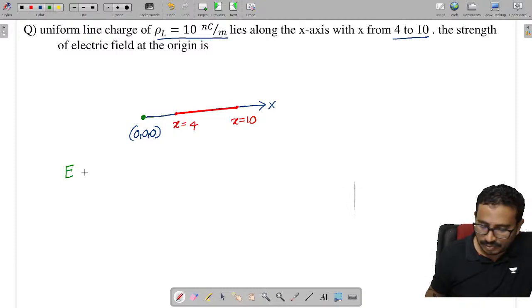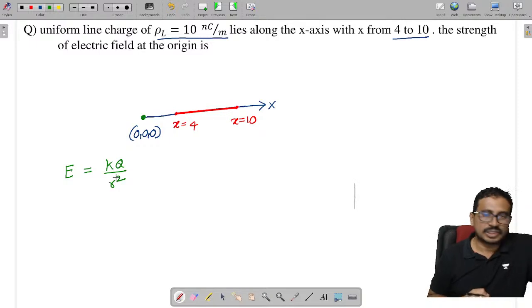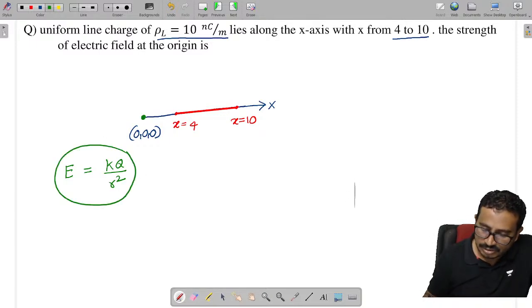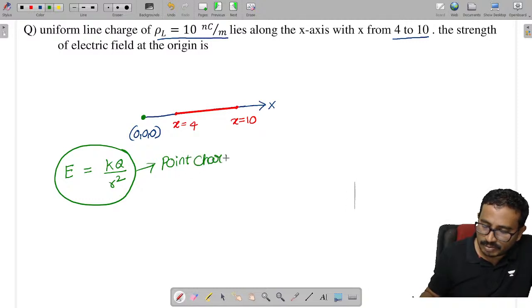The electric field formula is given as kq by r square. Let us focus on the magnitude. But the formula we have seen is for what type of charges? Only for point charges. This formula is only for point charges.